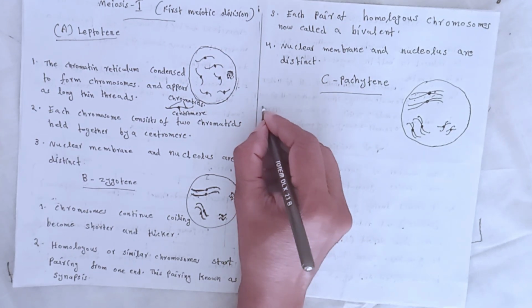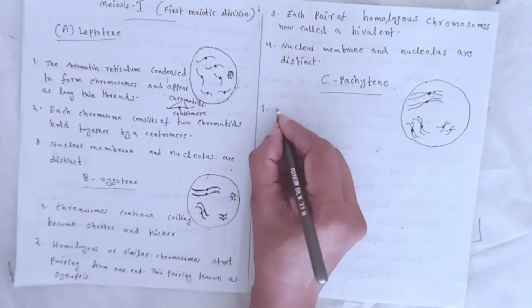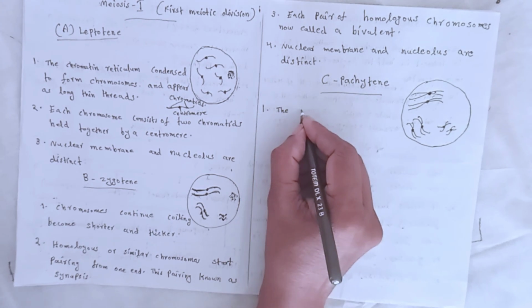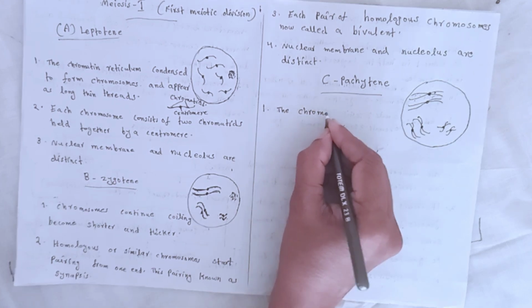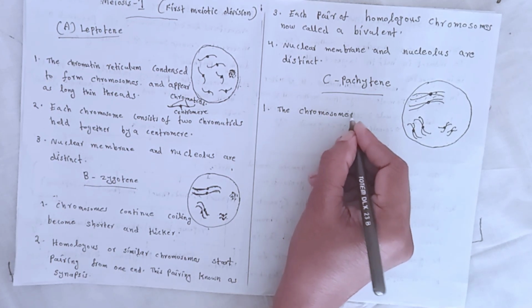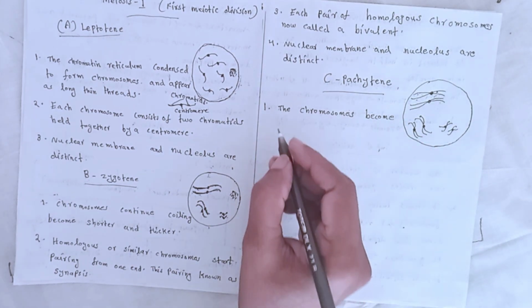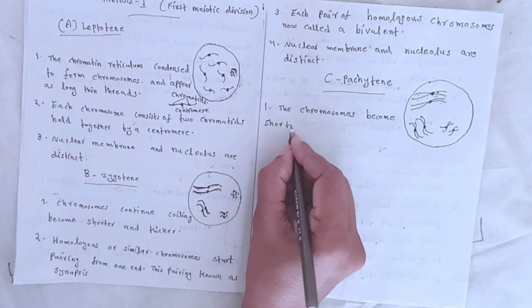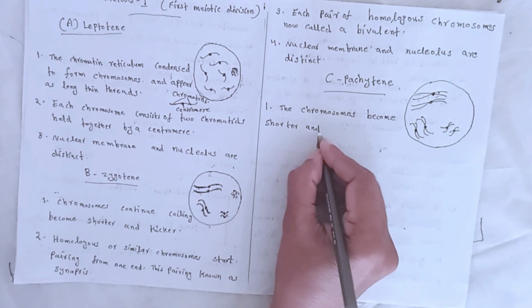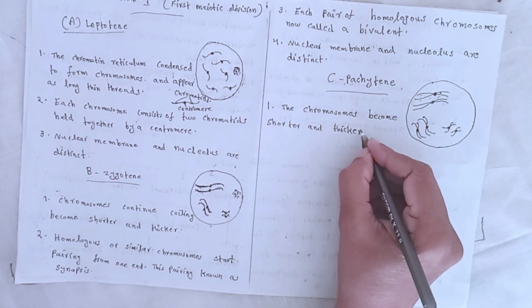Now write the points. The chromosome condensation continues. The chromosomes become shorter and thicker due to further coiling.